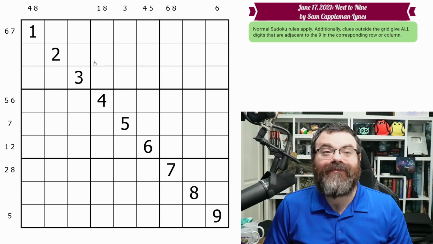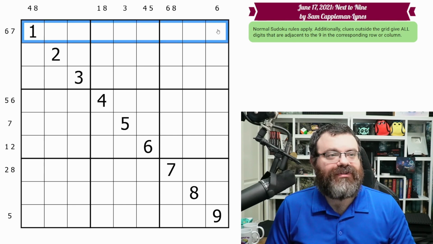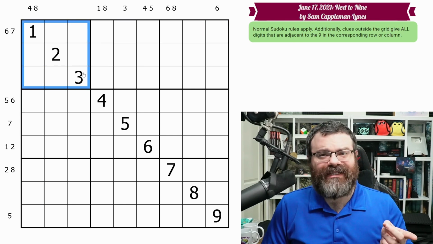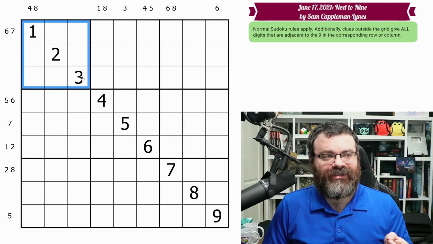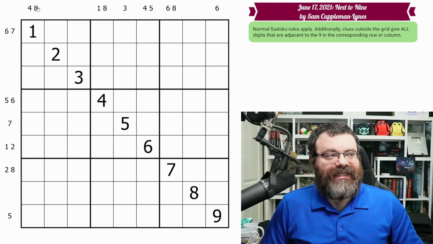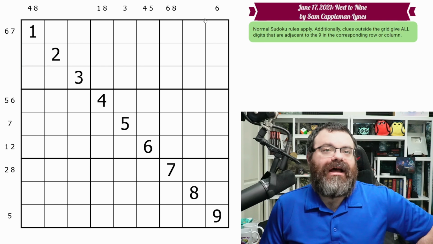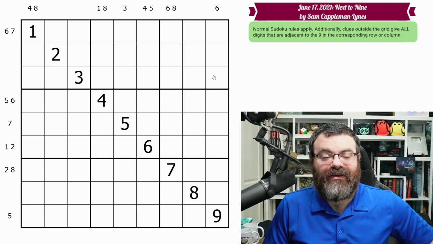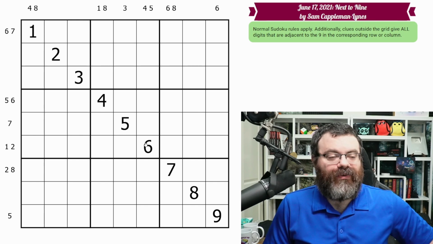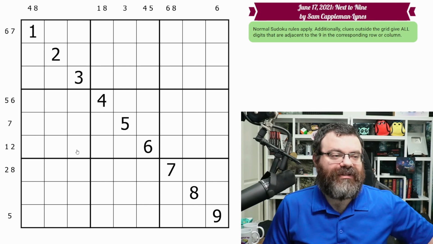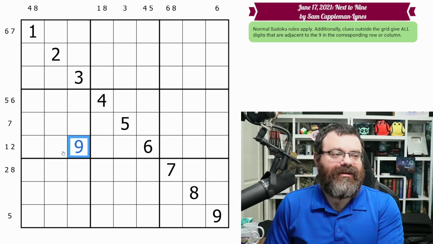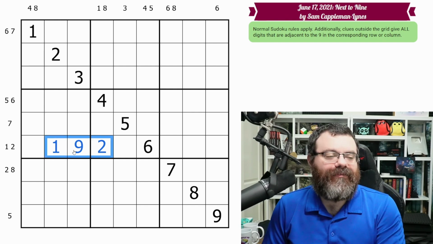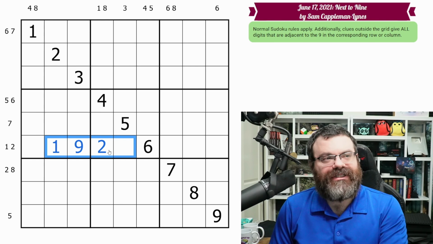Let's go over the rules. So we do have normal 9 by 9 Sudoku rules. So in each row, each column, and each 3 by 3 box, we are placing the digits 1 to 9, exactly once each. We also have these digits outside the grid. The clues outside the grid give all of the digits that are adjacent to the 9 in the corresponding row or column. So this 1, 2, for example, if we had a 9 here, we could then surround it with 1, 2.